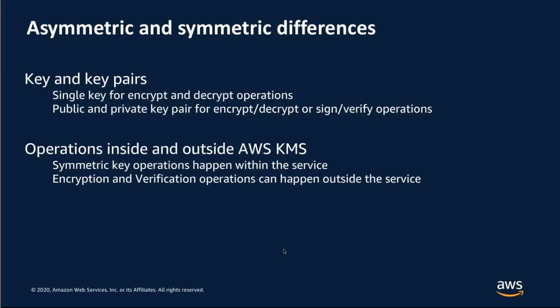Then the other difference between asymmetric and symmetric is that the operations happen inside AWS KMS for both encryption and decryption for symmetric keys. Data that you've stored in AWS or elsewhere is decrypted using data keys, and those data keys are in turn encrypted using customer master keys. Every time you need to either encrypt a data key or decrypt a data key, you would have to make a call to AWS KMS to have that encryption or decryption operation happen.